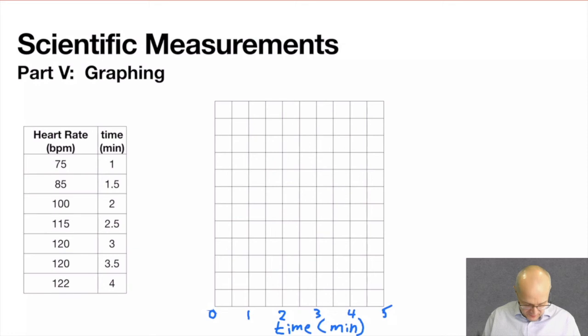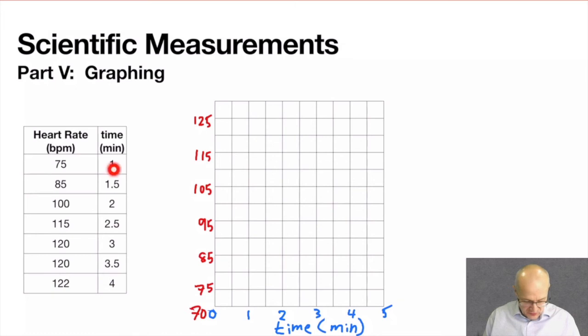Let's use red ink. So this will be 70, 75, 80, 85, 95, 105, 115, 125. And we can stop there because our highest measurement is 122. Okay? So now we need to do some graphing here.